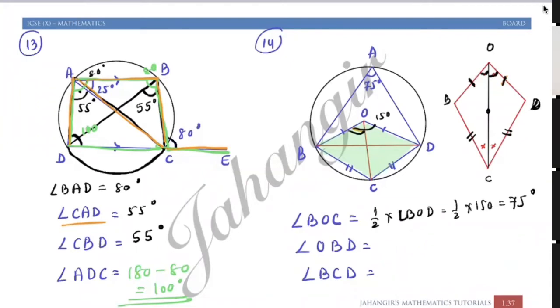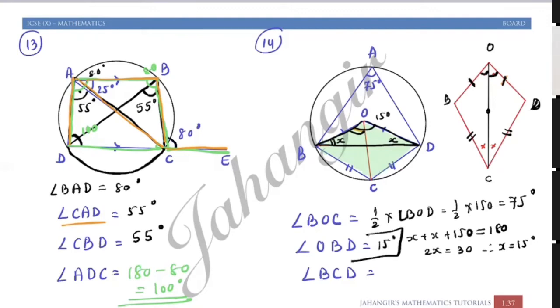Now we want OBD. That is very simple. We can take triangle OBD. In that, if two sides are equal, then two opposite angles are equal. So we can say x plus x plus 150 is equal to 180. 2x is equal to 30. So therefore, x is equal to 15 degree. So now OBD is 15 degree. Clear? Yes, sir.